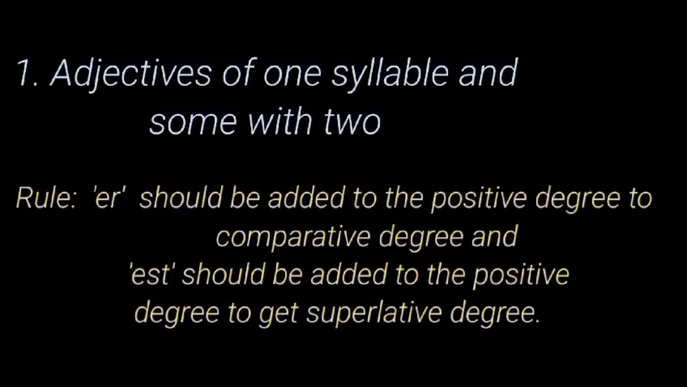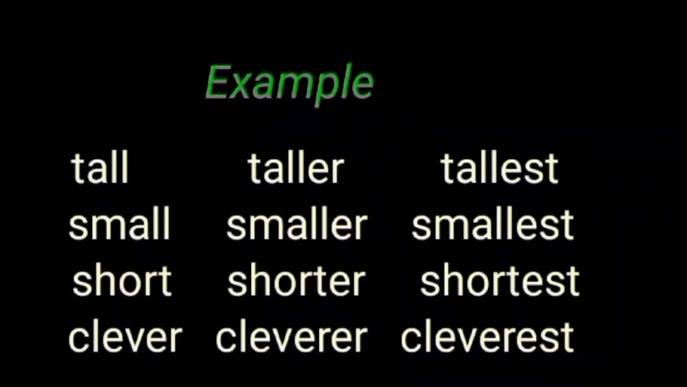Er should be added to the positive degree in order to get the comparative degree. And if you have to get the superlative degree, you have to add est to the positive degree. For example, small. Small is an adjective of one syllable. So you have to add er to get the comparative degree and est to get the superlative degree. An adjective of one syllable and some with two.